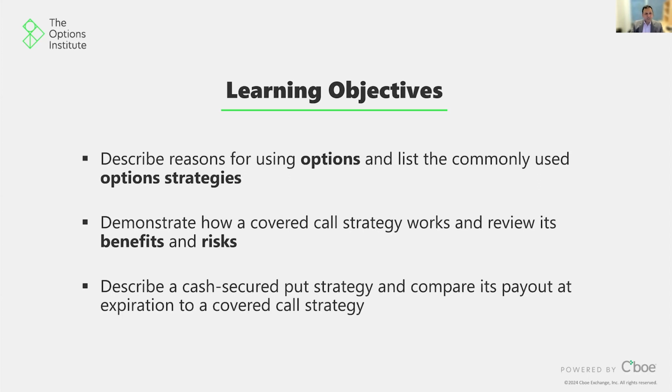Today's objectives are we're going to look at the reasons for using options and list the commonly used strategies, right? These strategies, like Justin mentioned, are covered calls and cash secured puts. We're going to look at how they work, what are the benefits and risks. And really, my aim from this is to talk through why would someone use them, when would you use it, when would you not use it, right? Like what are some of the common pitfalls?